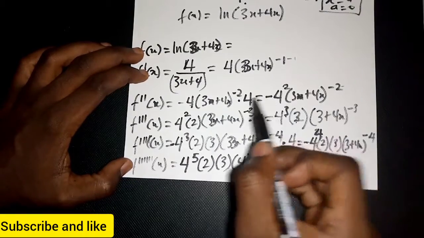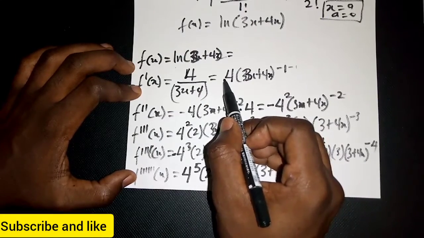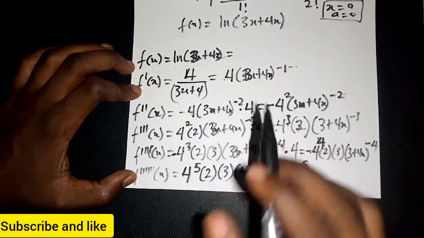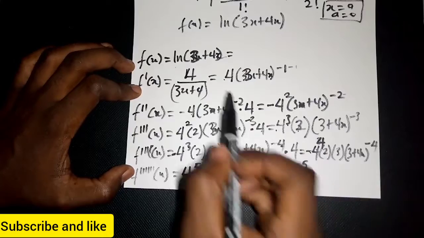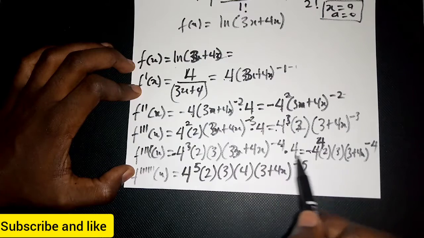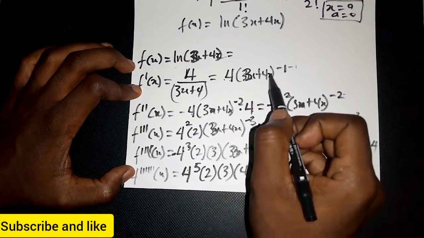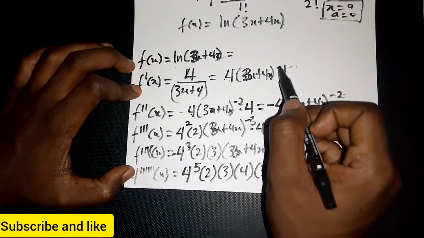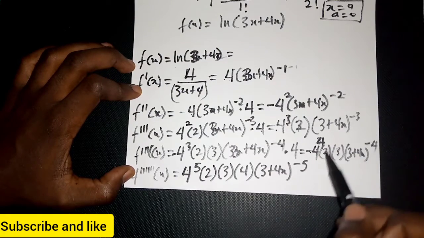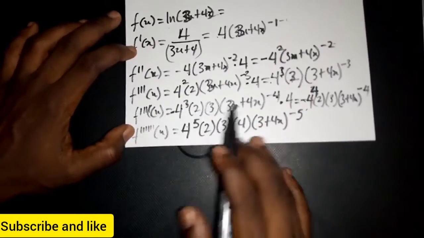So this is what the series looks like. Now look at the trend over here. For the first part I have this. Now for the second part I have positive, negative, positive, negative, and positive. So there is alternating positive, negative throughout the series. And also I have 4 to the power 1, 4 squared, 4 cube, 4 to the power 4, and also 4 to the power 5. So there's another trend. Then also 3 plus 4x to the power negative 1, 3 plus 4x to the power negative 2, negative 3, negative 4, and negative 5. So depending on this trend, we are going to write the general formula.